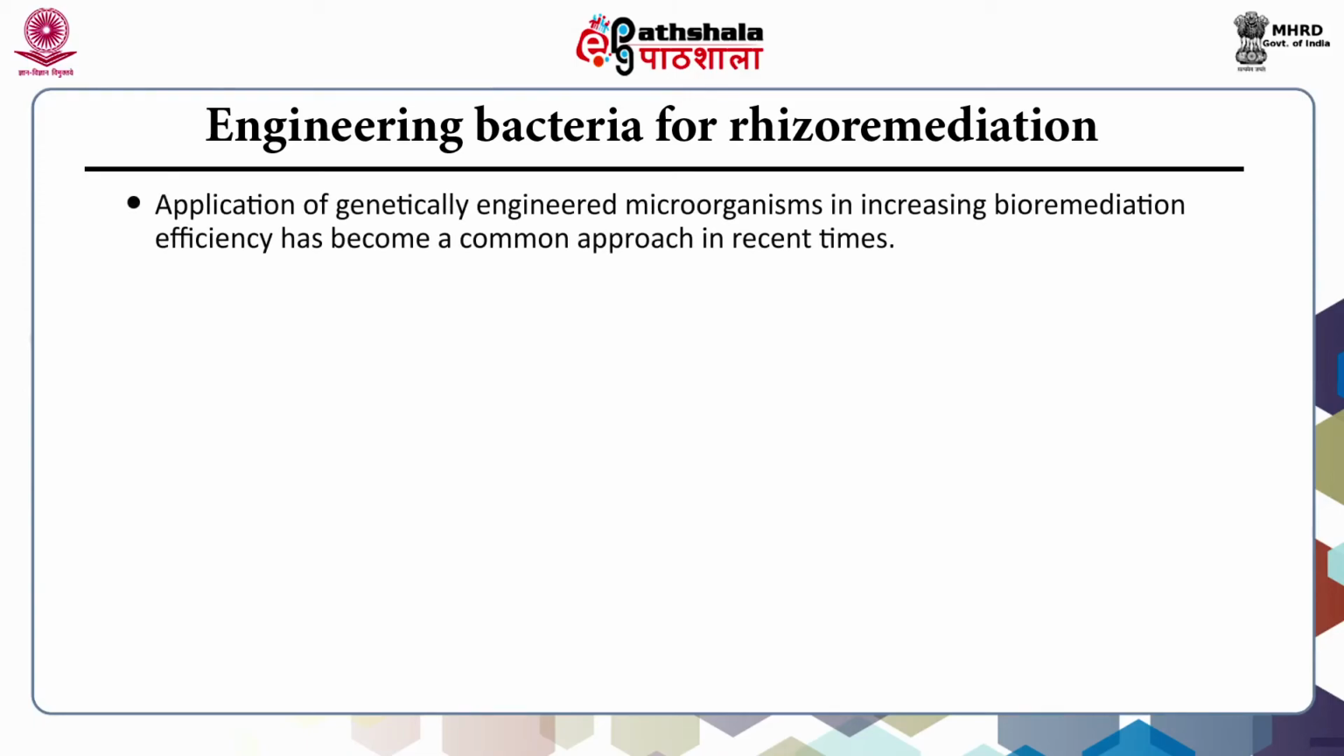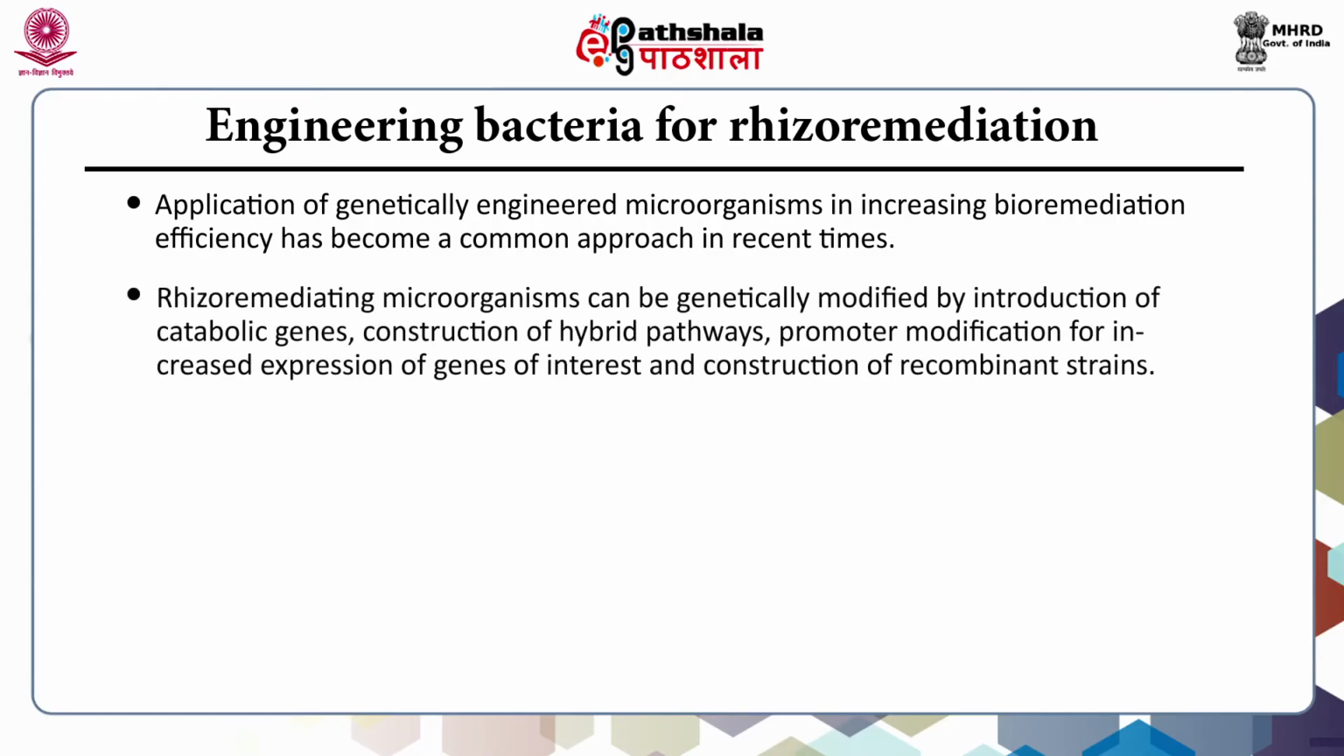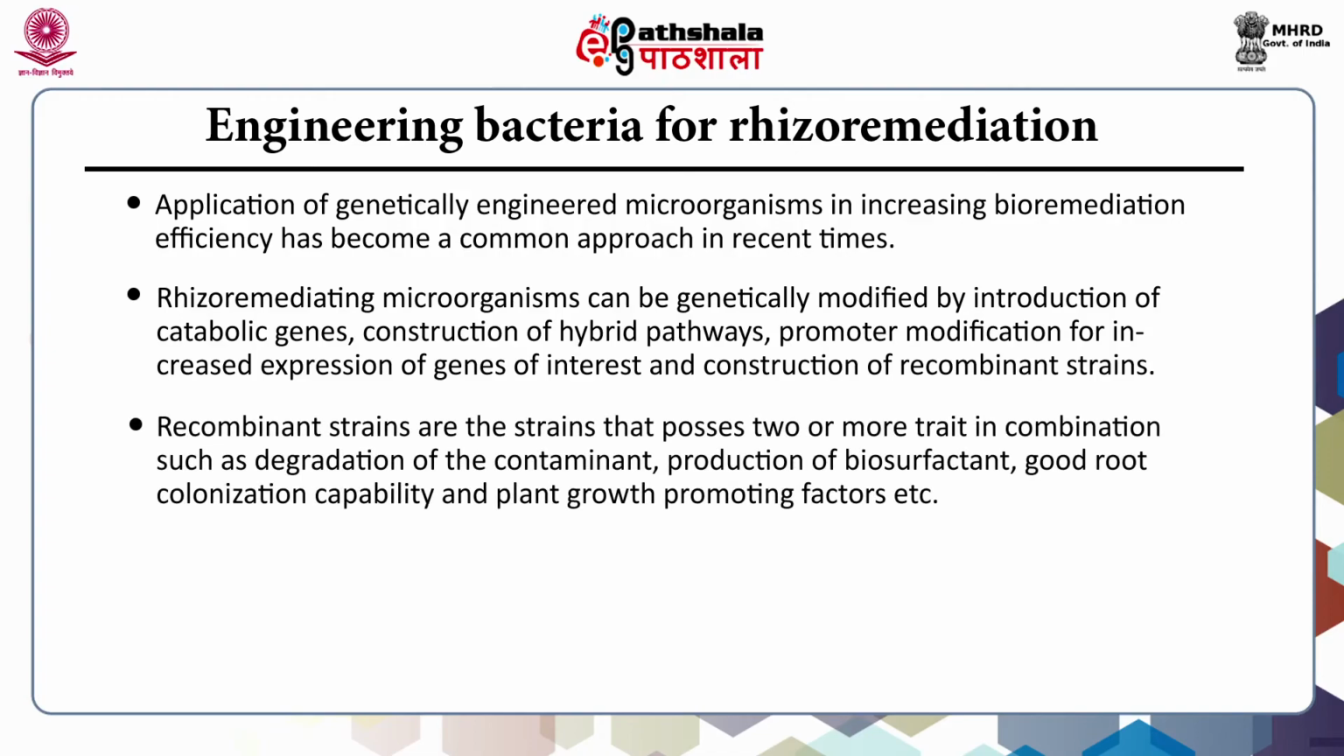The last method for improving rhizoremediation is engineering bacteria for rhizoremediation. The application of genetically engineered microorganisms in increasing bioremediation efficiency has become a common approach. These rhizoremediating microorganisms can be genetically modified by introducing a catabolic gene, constructing a hybrid pathway, modifying promoters for increased expression of genes of interest, and constructing recombinant strains. Recombinant strains possess two or more traits in combination, such as degradation of contaminant, production of biosurfactant, good root colonization capability and plant growth promoting factors.